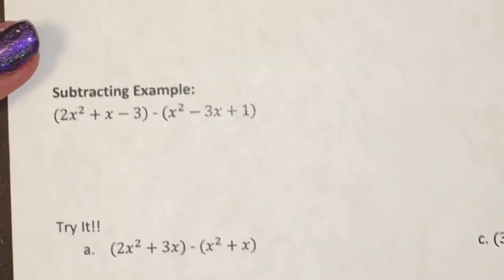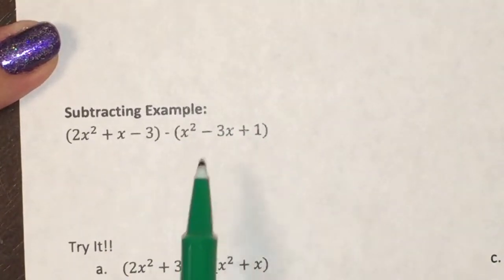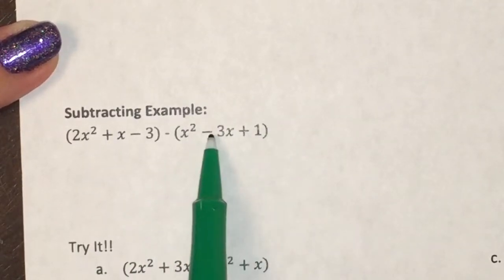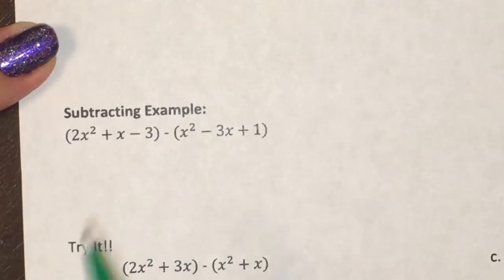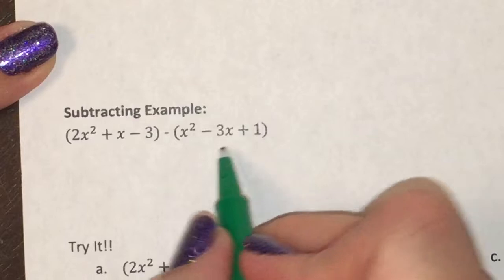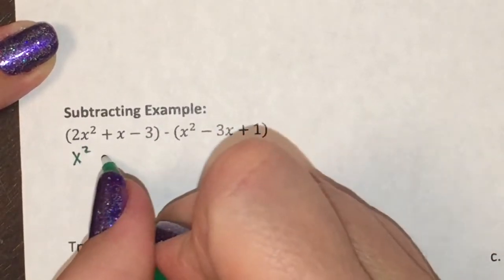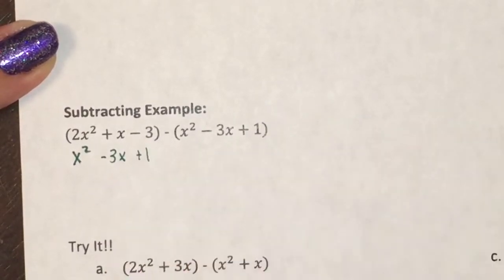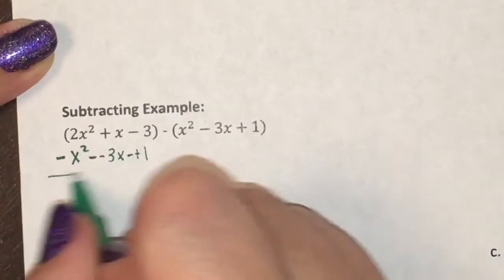There we go. So I'm going to line these up. Now it's important that this one is the one that goes underneath because we're subtracting this one. We wouldn't want to do this minus this first one because that's not how it's written. It's this polynomial minus this polynomial. So I'm going to line them up. X squared under x squared, negative 3x under the x, and a positive 1 under the 3. And then I'm going to minus, minus, minus.